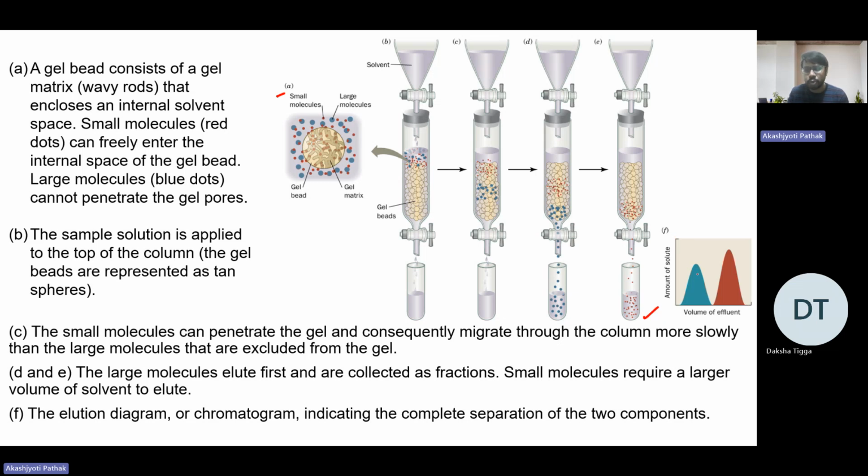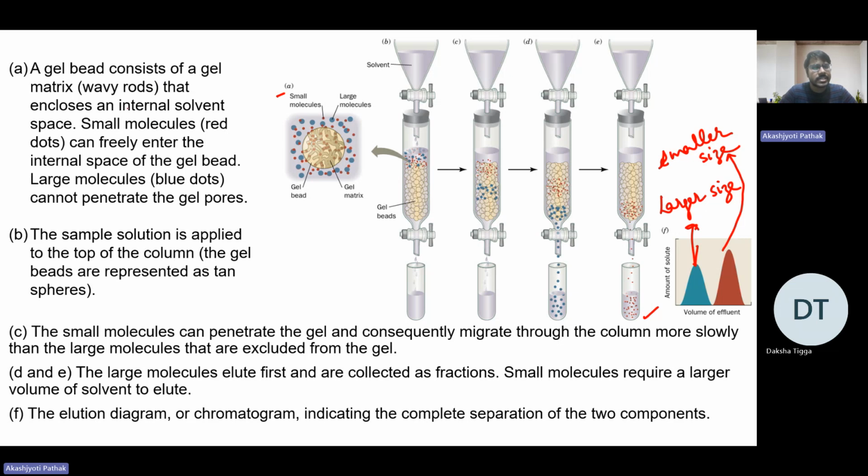You will have two peaks because there are two different molecules. The first peak will be that of the molecules which have a larger size. The larger size molecules will be eluted earlier, and the ones which have a smaller size will be eluted later. So this is the entire principle. This entire text you can read; the same thing is written here. It is taken from the book Voet and Voet.